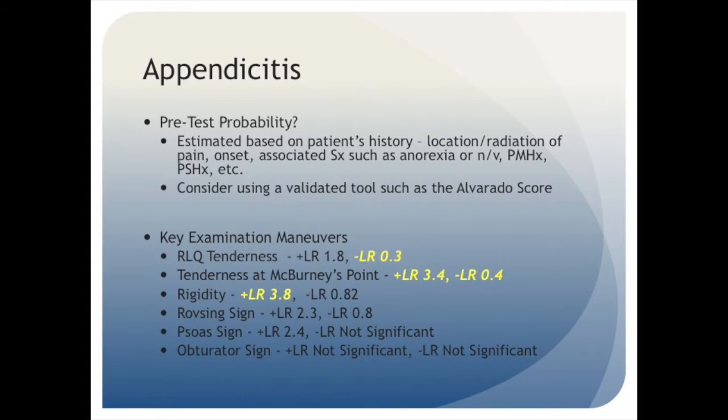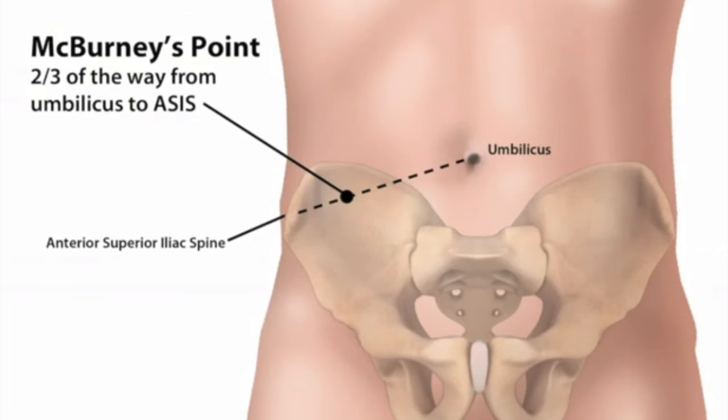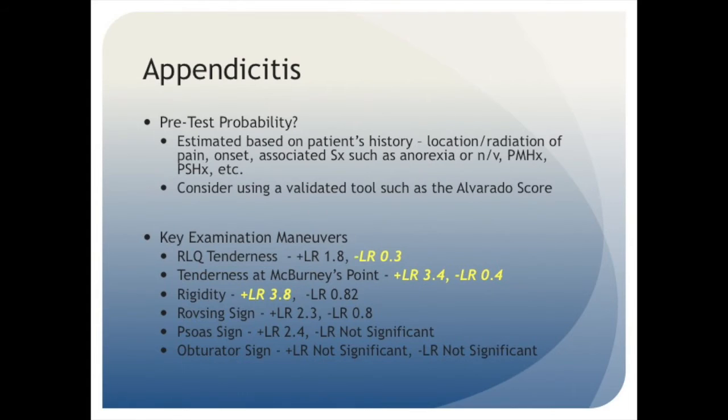You'll note that right lower quadrant tenderness has a positive likelihood ratio of 1.8 and a negative likelihood ratio of 0.3, making it good at ruling out appendicitis, or making it less likely at least. Tenderness at McBurney's point has almost double the positive likelihood ratio at 3.4 and a negative likelihood ratio of 0.4.